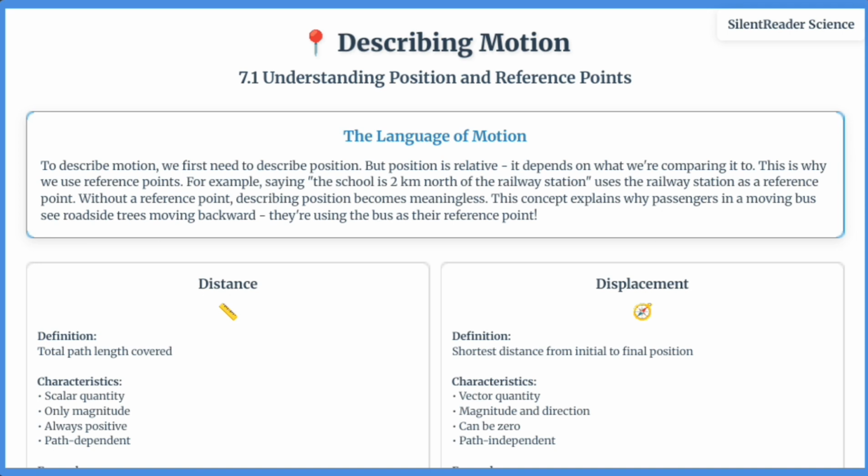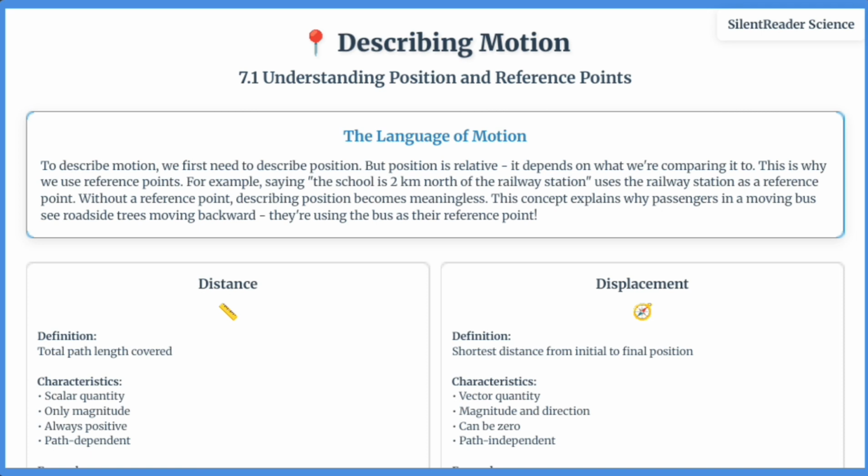Let's begin by understanding how we describe motion. The first step is describing position, but position is always relative to a reference point. This explains why passengers in a moving bus see trees moving backward. They're using the bus as their reference frame.